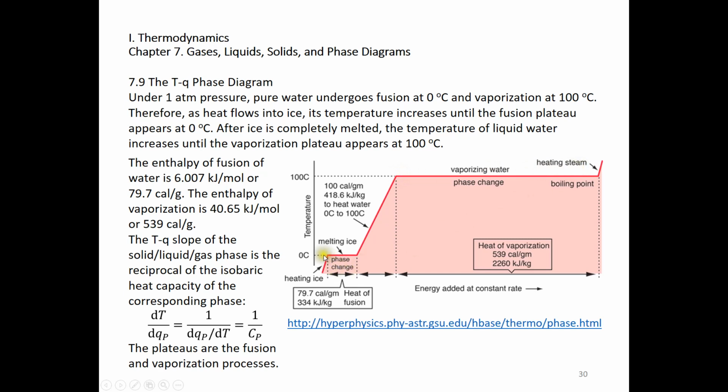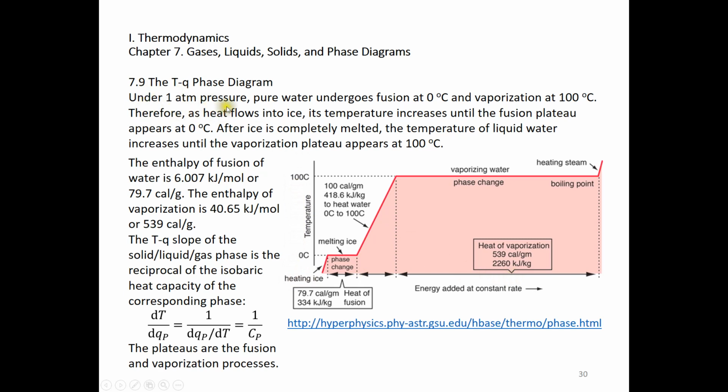Now let's look at the slopes of the TQ line here, here, and here. The reason we have three slopes is because we have the solid phase at the beginning. In the middle we have the liquid phase. On the right-hand side we have the gas phase. So what is the slope? Again, the slope is simply dT over dQ, but what's the physical meaning of this?